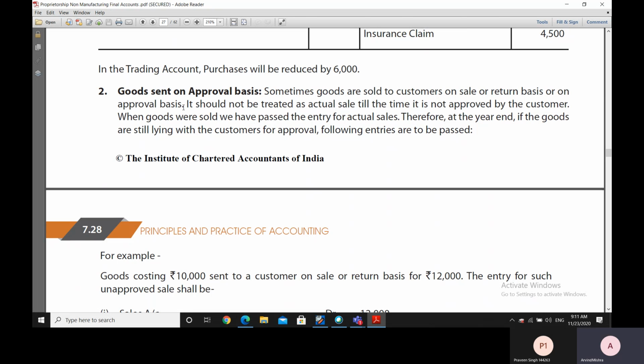Approval basis is not a sale. The goods have been sent, but the sale has not materialized. The sale will materialize only when approval is made by the customer. So when we send goods on approval basis, it should not be treated as an actual sale till the time it is approved by the customer.